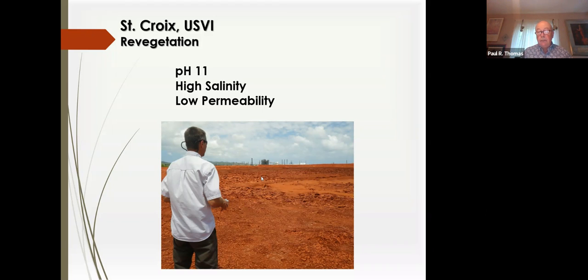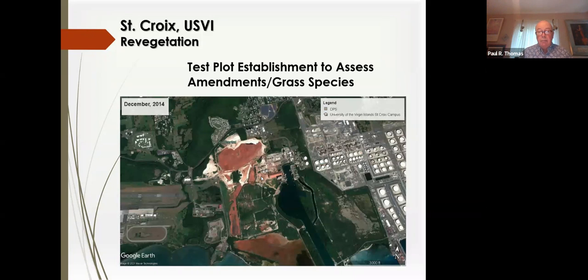So we set up, and this was just before they actually used our recommendations to revegetate the cover. We had a test plot right here. You can see a tiny green spot right in the middle. And this was kind of in the parent material part of the site. This is where the stuff was eroding.